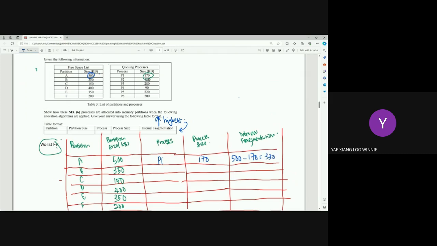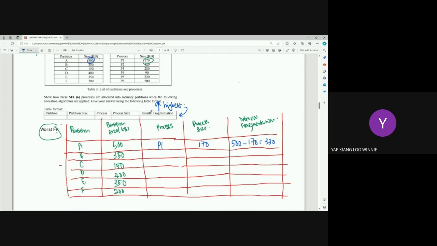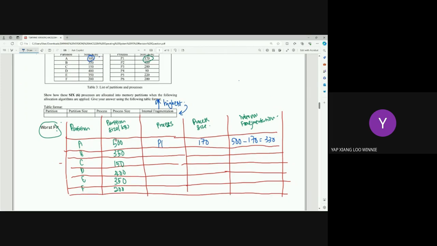The next one is 420. Because you already used the 500 partition for process 1, for process 2 at 420 you couldn't find any partition size that is able to fit it. So sadly, process 2 is in the waiting queue. This is the queue. All right.